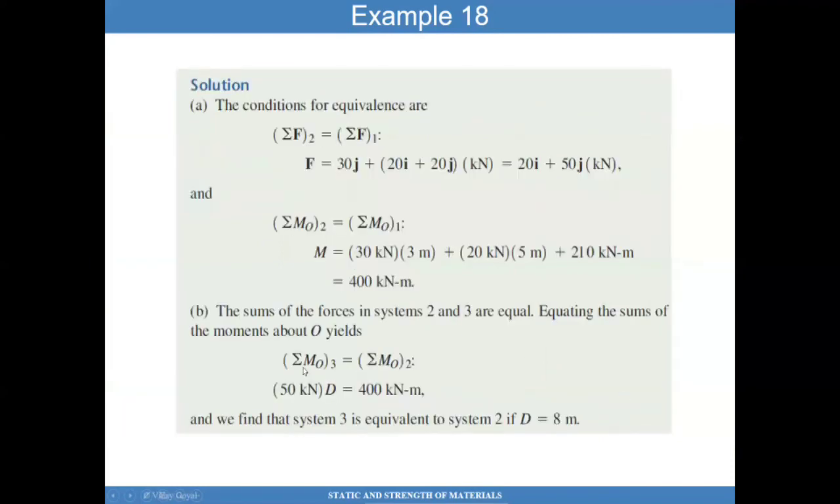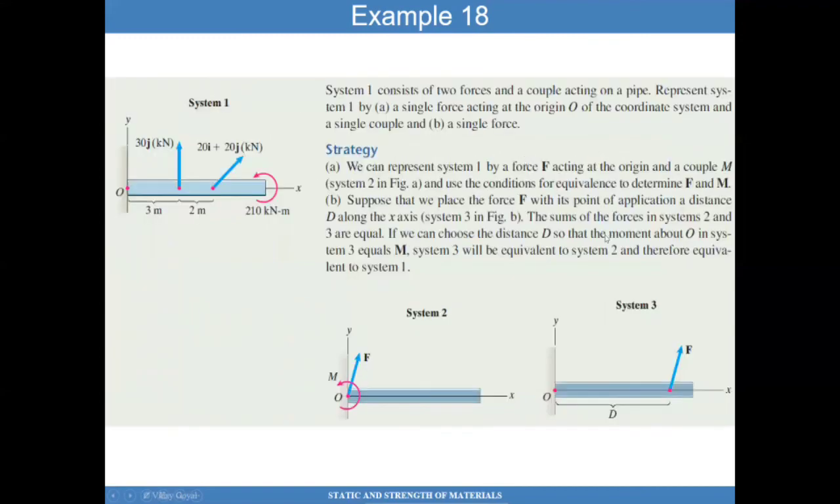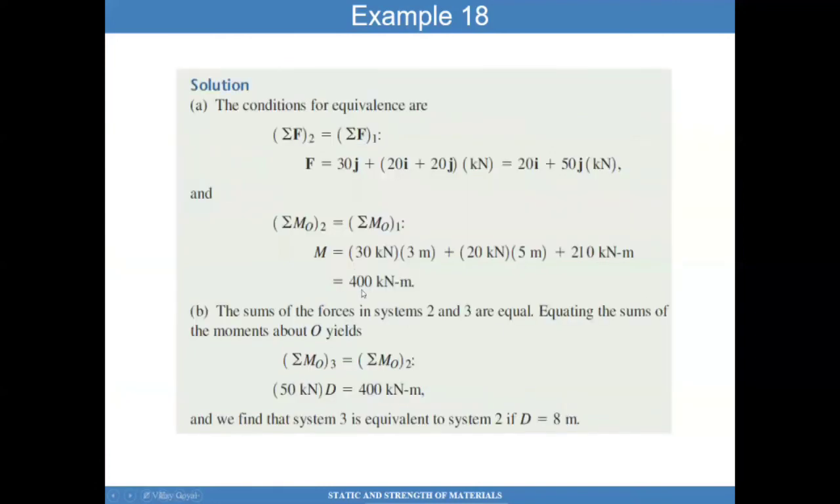And so for system 3, I know I have 50 kilonewtons. How do I know that? Because I have 20 I and 50 J for the total force. 20 I does no moment about O because its line of action goes through O. So only 50 does that. So 50 times its distance has to give me 400 kilonewton-meters. So I can solve for D, and once I do that, I get 8 meters. And so here's another example of how to determine equivalency between various systems.